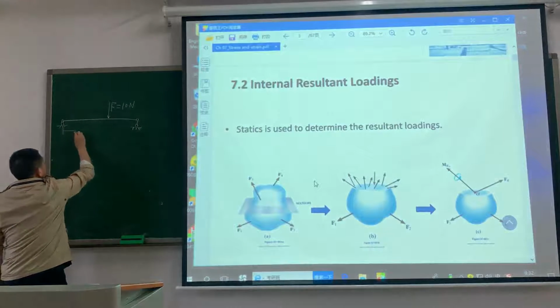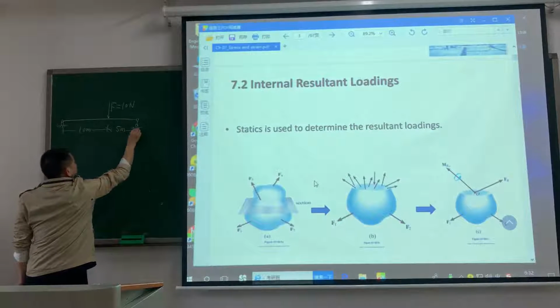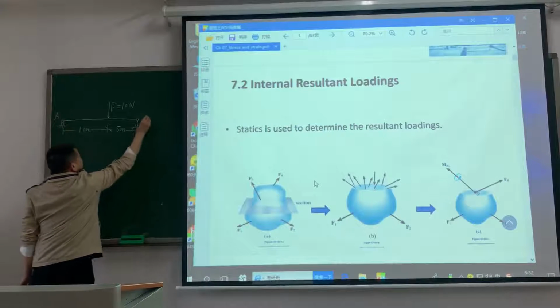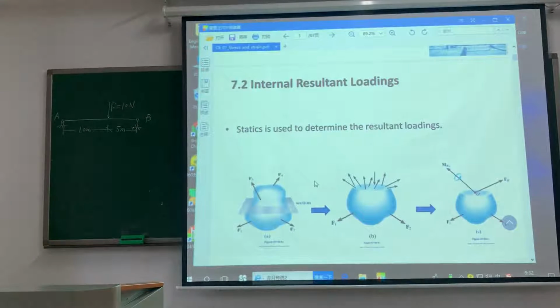Suppose it's point A, it's point B. Can you find the reaction? You don't know. I suppose you know how to find it, otherwise you can't understand the mechanics of materials.